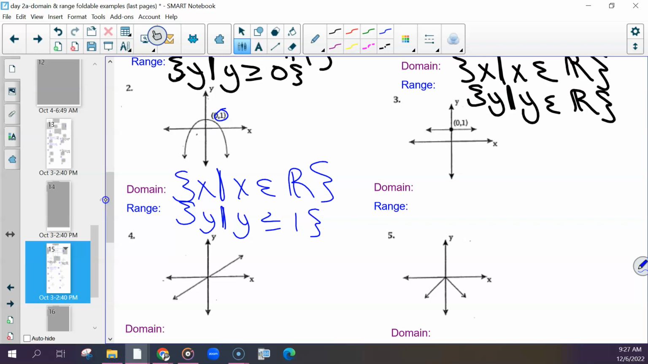Glue that one down if you haven't already. We're just going to do 2 more of these examples and then I'm going to let you practice on your own. Cut out example 3. I may have misspoke. We're going to do 1 more and then I'll let you do something else.